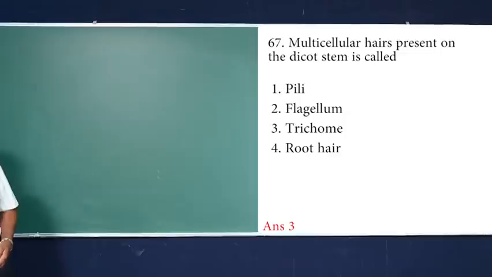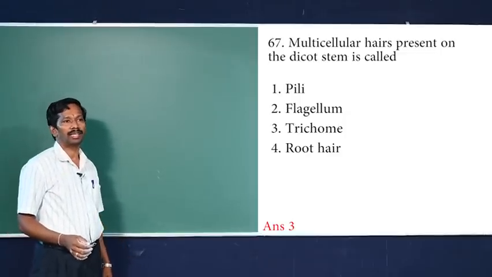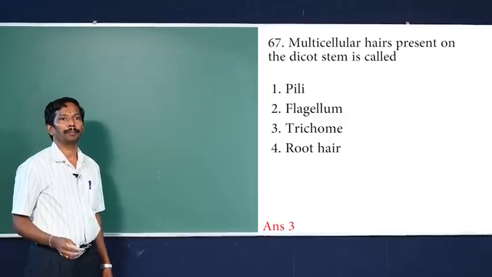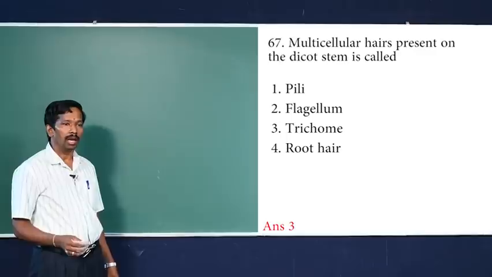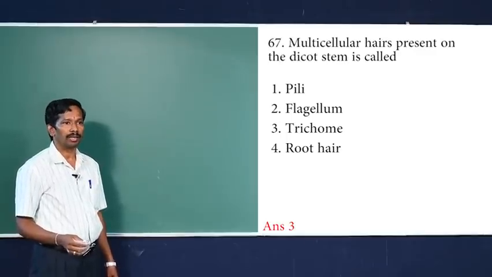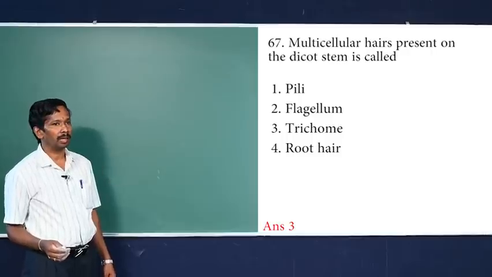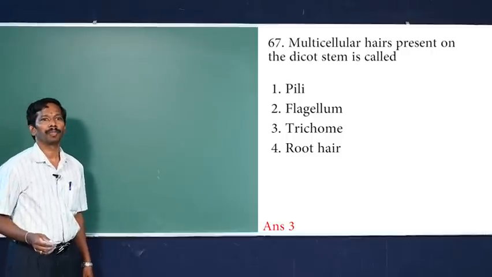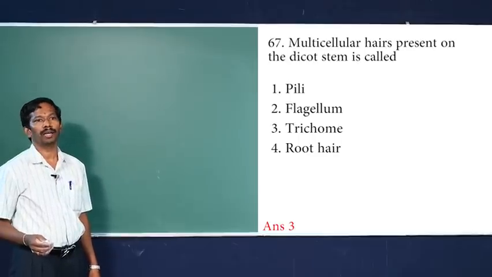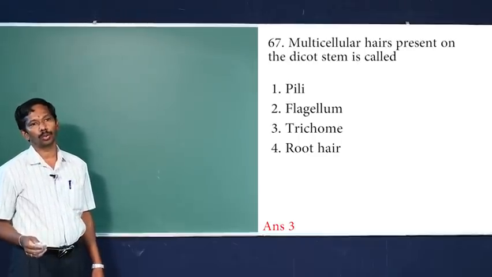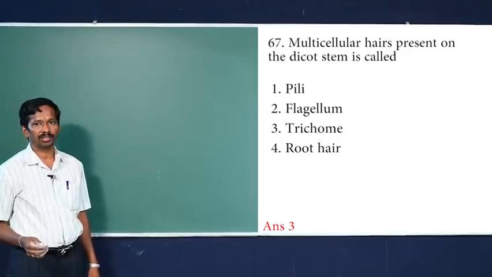67. Multicellular hairs present on the stem of dicots are called as option 1 pili, option 2 flagellum, option 3 trichome, option 4 root hair. Answer is 3, because multicellular stem hairs are called trichomes, whereas pili help in conjugation in bacteria, flagellum helps in lower forms of organisms for movement, and root hairs are present on the root system and help in absorption of water. So answer is 3 for 67.